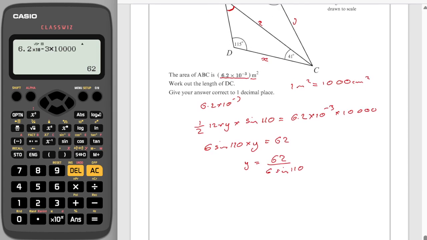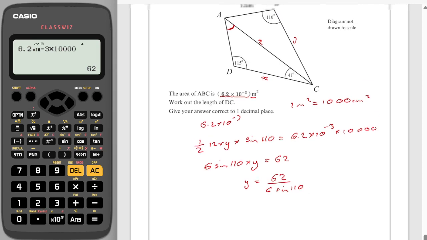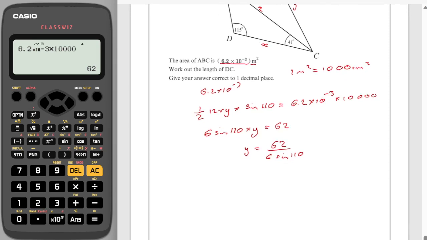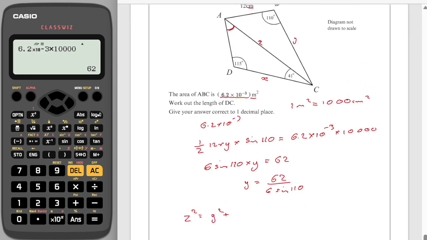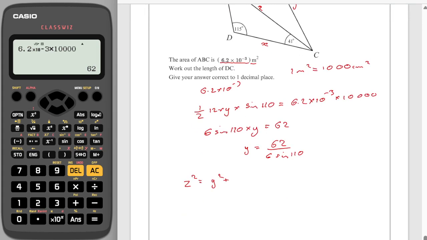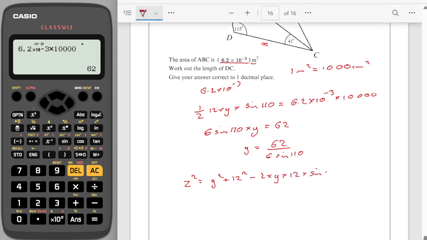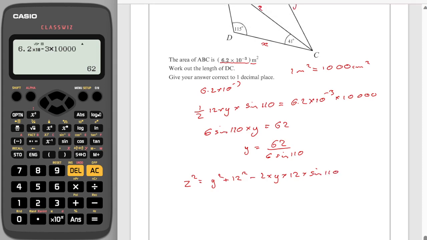Right. So z, and that's obviously going to give me a decimal. I'm not going to work with that just yet though. So I want to say that z squared is going to be equal to y squared plus 12 squared minus 2 times y times 12 times sine of 110. So that will give me a value for z squared and a value for z.